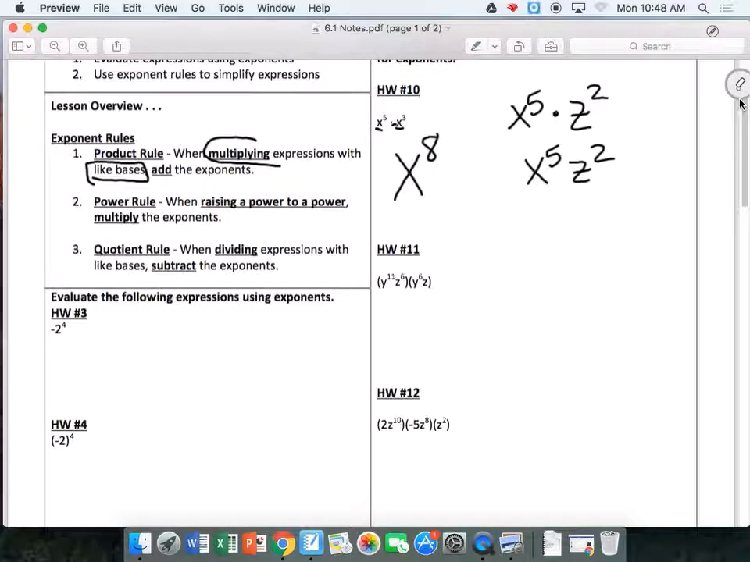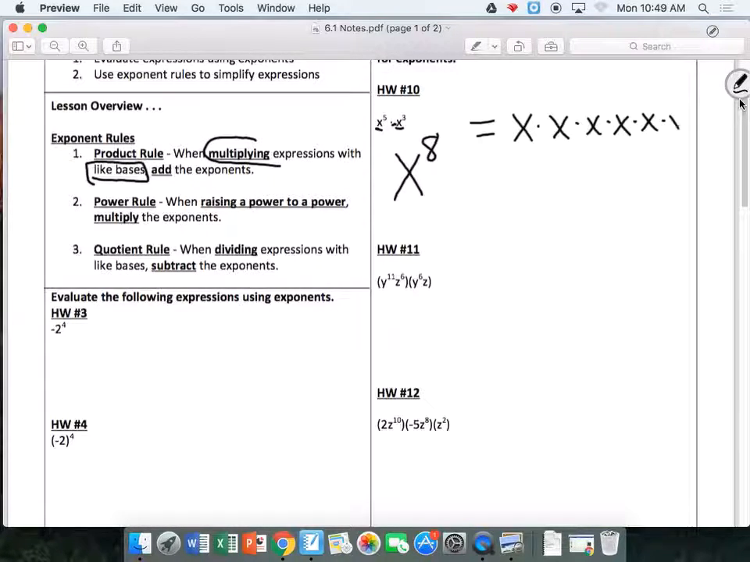Here's the other thing. If you're not good at remembering these rules, let's think about what this means, because where it gets hard is whenever I start mixing all these rules together and you're like, okay, when am I supposed to add, when am I supposed to subtract? So x to the 5th means that there are 5 x's there, right? And then x to the 3rd means that there are 3 of them. So how many x's are there altogether? 8. Okay, so if you get confused, just write it all out and you just count.